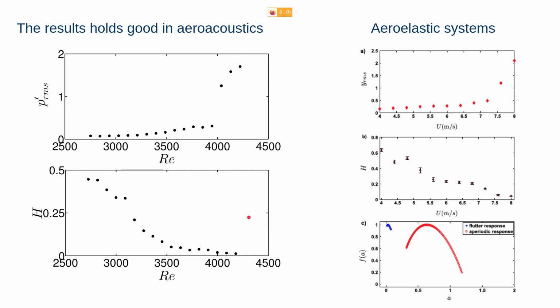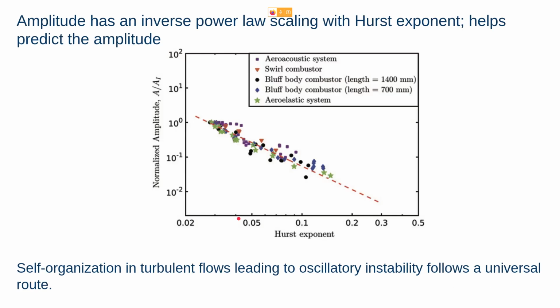So the theory of the Hurst exponent, as an early warning signal for predicting this kind of high amplitude oscillations, is quite accurate with a wide variety of systems. And it has been shown by Dr. Induja Pavithran and Professor Sujith that the amplitude of the signal which we have seen here has an inverse power law scaling with the Hurst exponent. This is helpful in some sense. We will discuss how it is helpful.